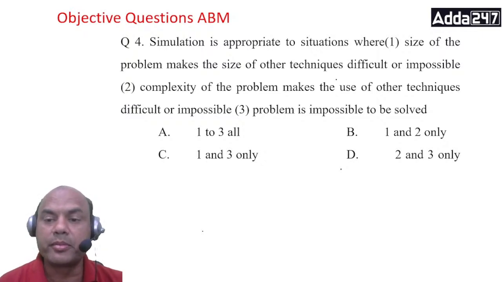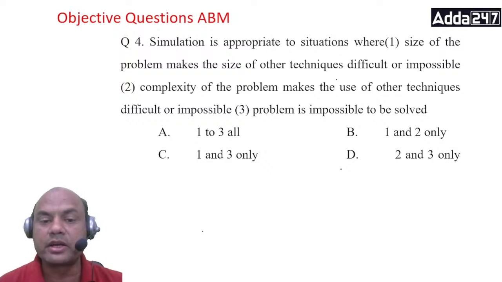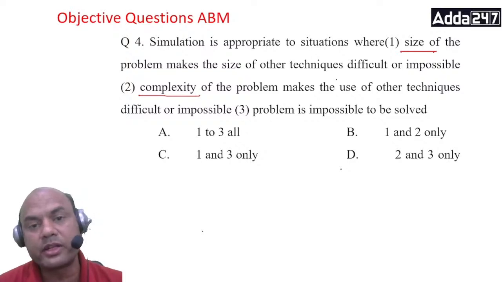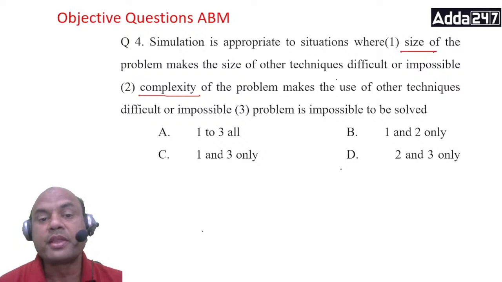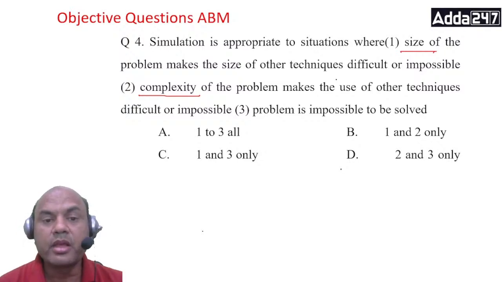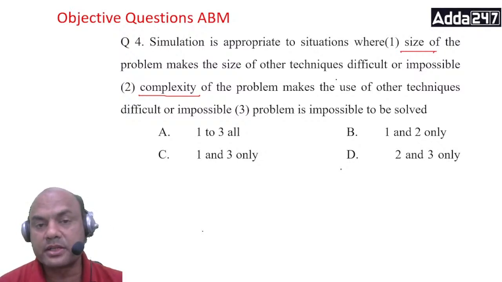Complexity of a problem makes the use of other techniques difficult or impossible. That is also a point. See, the important part over here is size. Second is complexity also, because finance is the most complex field in this world, right? Suppose, coming back to the same example, you go for changing the software. That is so complex.